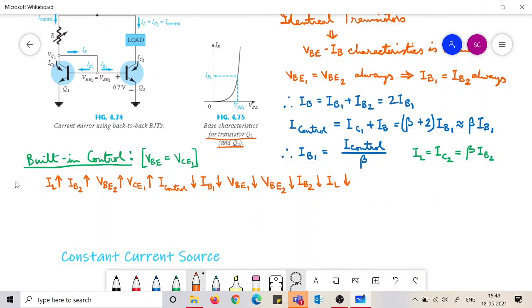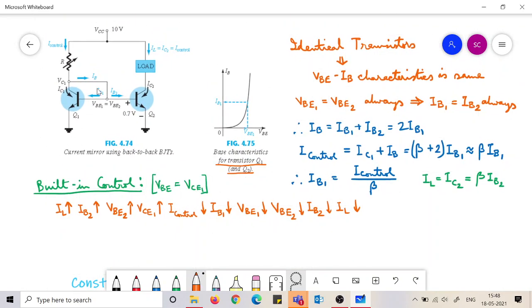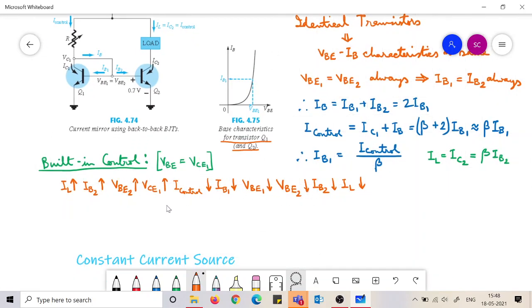I hope this is okay with you. So this sort of analysis sometimes is required. This is called up-down analysis.